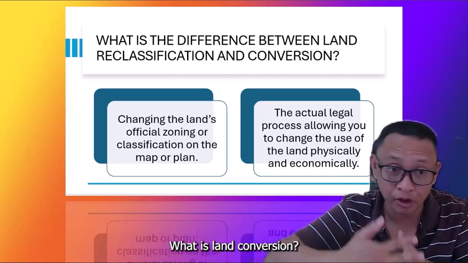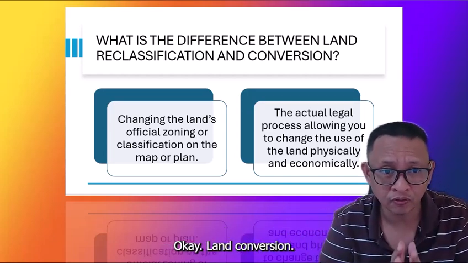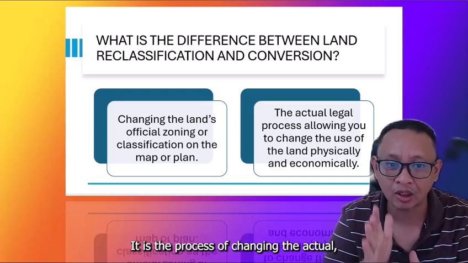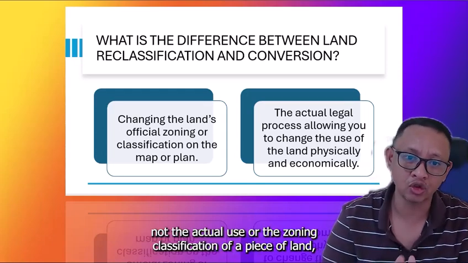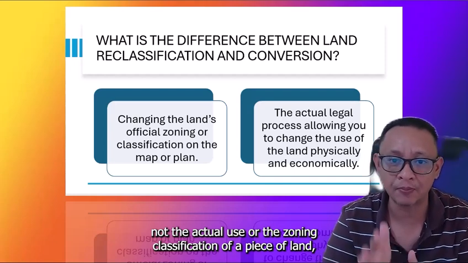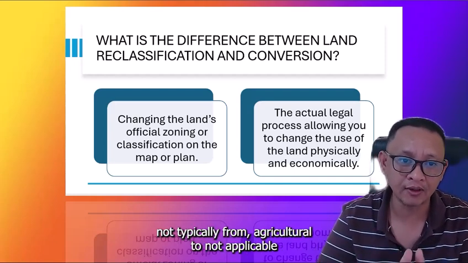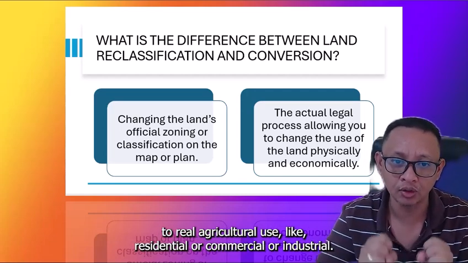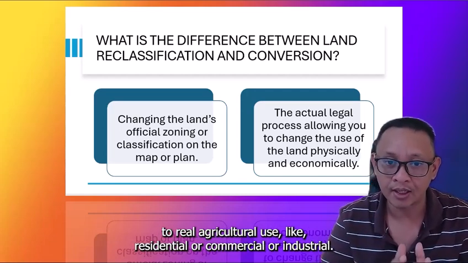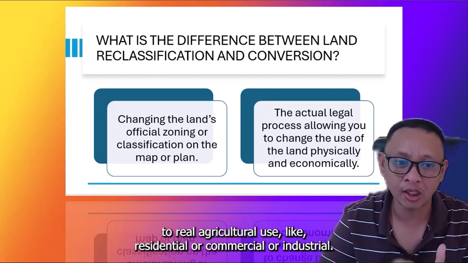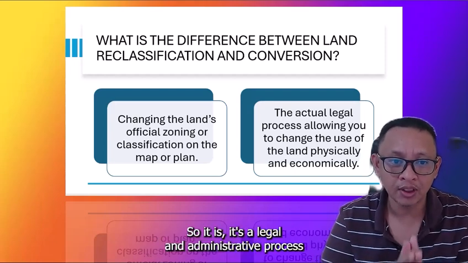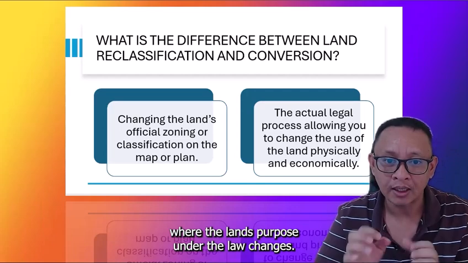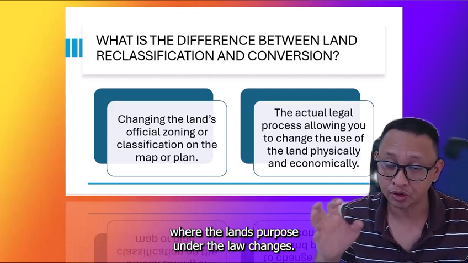What is land conversion? Land conversion is the process of changing the actual use or the zoning classification of a piece of land, typically from agricultural to non-agricultural use like residential, commercial, or industrial. So it's a legal administrative process where the land's purpose under the law changes.